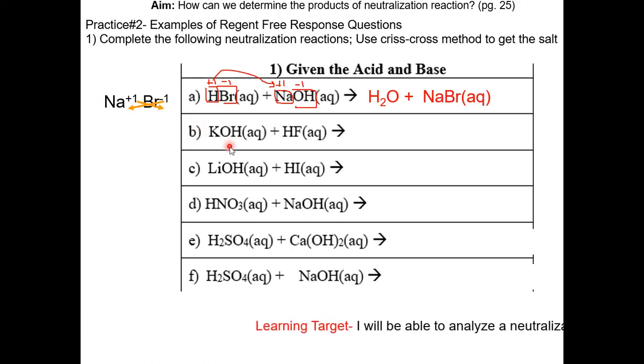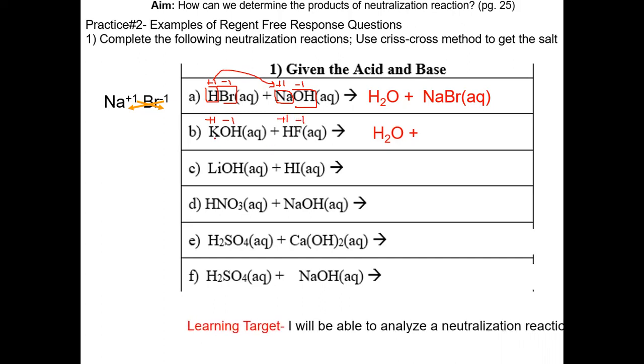We have potassium hydroxide, which is a base, reacting with hydrofluoric acid. Since this is an acid-base neutralization reaction, we know the products will be water and a salt. To get the salt, we have to switch the ions. Potassium has a positive 1 charge, hydroxide is negative 1, hydrogen is positive 1, and fluoride is negative 1.